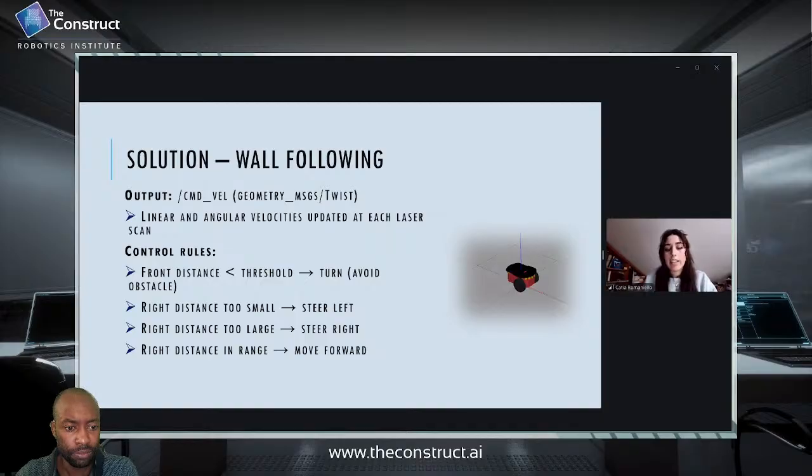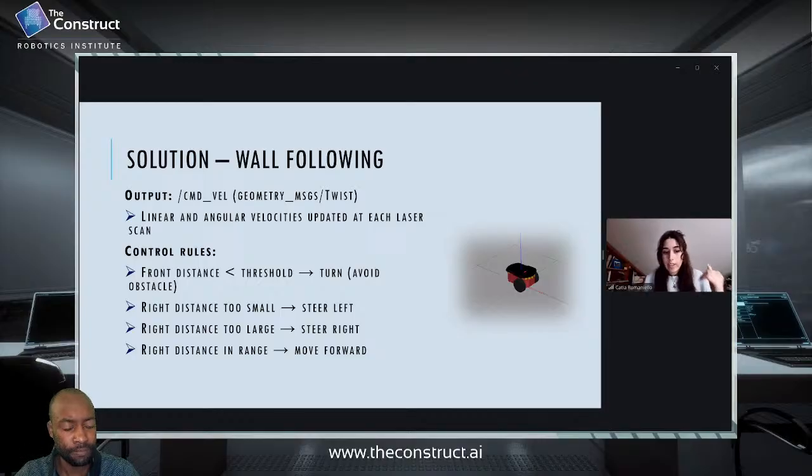At each incoming laser scan, the linear and the angular velocities are updated according to a small set of control rules. So I consider the front distance. If it falls below a threshold, then the robot turns to avoid that obstacle. In this case, the angular velocity is bigger compared to the other cases, since I want the robot to quickly avoid the obstacles, to quickly turn around.